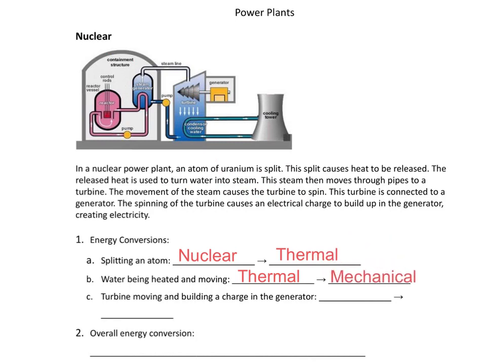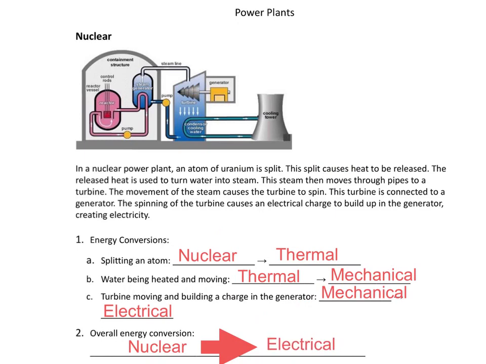a turbine to move. That turbine then, because of its movement, will have mechanical energy. So the mechanical energy of the turbine moving then will build up an electrical charge. Anytime that you have a turbine moving, we can get electricity that comes from that. So our overall energy conversion starts with nuclear energy and then has a conversion to electrical energy, and that electricity then can come out to our homes and the businesses around us.